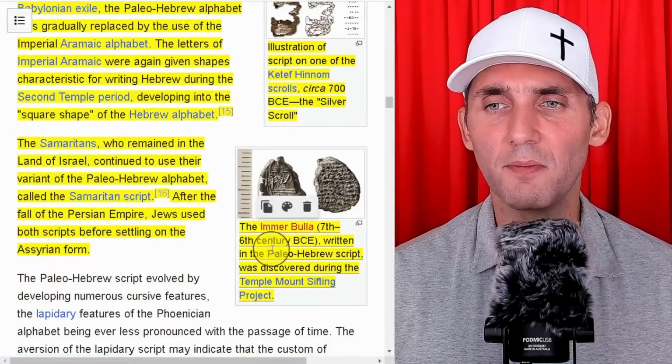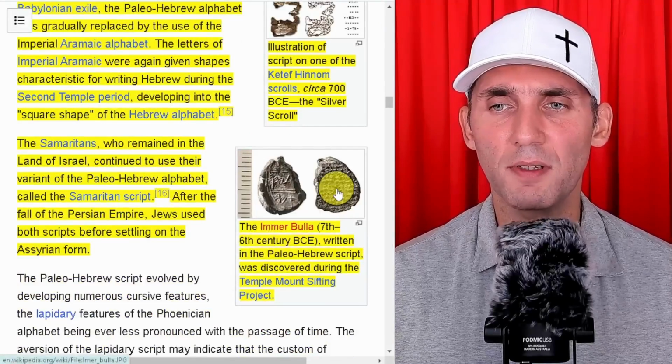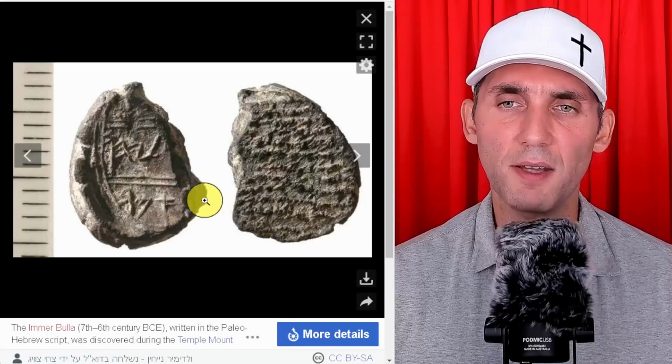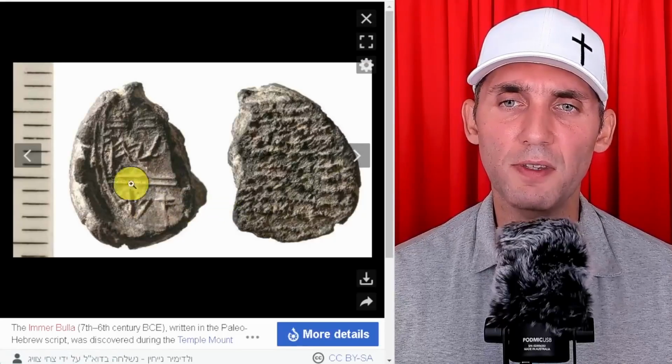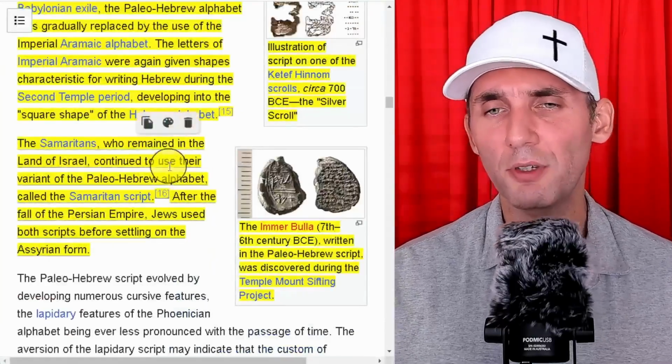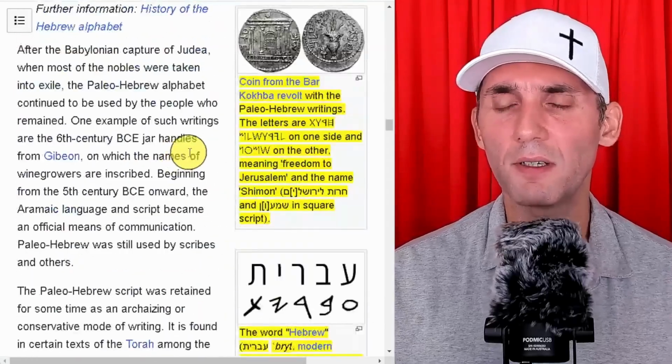This is the Imer Bula. It's another thing that was found around the 7th or 6th century. They date it. So again, very old, and you can see that the alphabet was very different. Original Hebrew was very different. It had certain characteristics that made it very different.